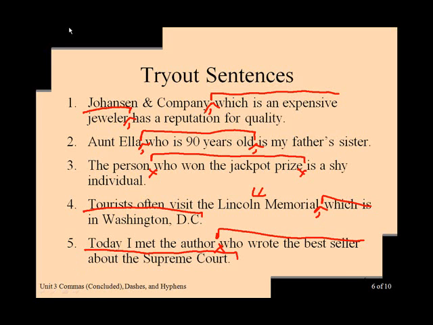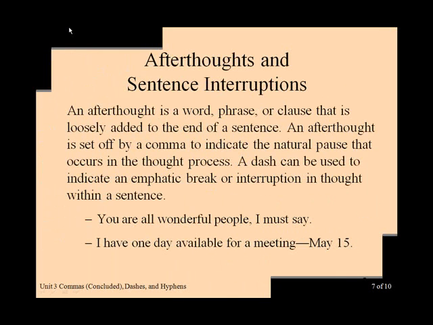Okay, let's move on. Last about commas, we're going to talk about afterthoughts and sentence interrupters. An afterthought is a word or a phrase or clause that is loosely added to the end of the sentence. An afterthought is set off by commas to indicate a natural pause that occurs in the process, and a dash is used if you want to put emphasis on it.